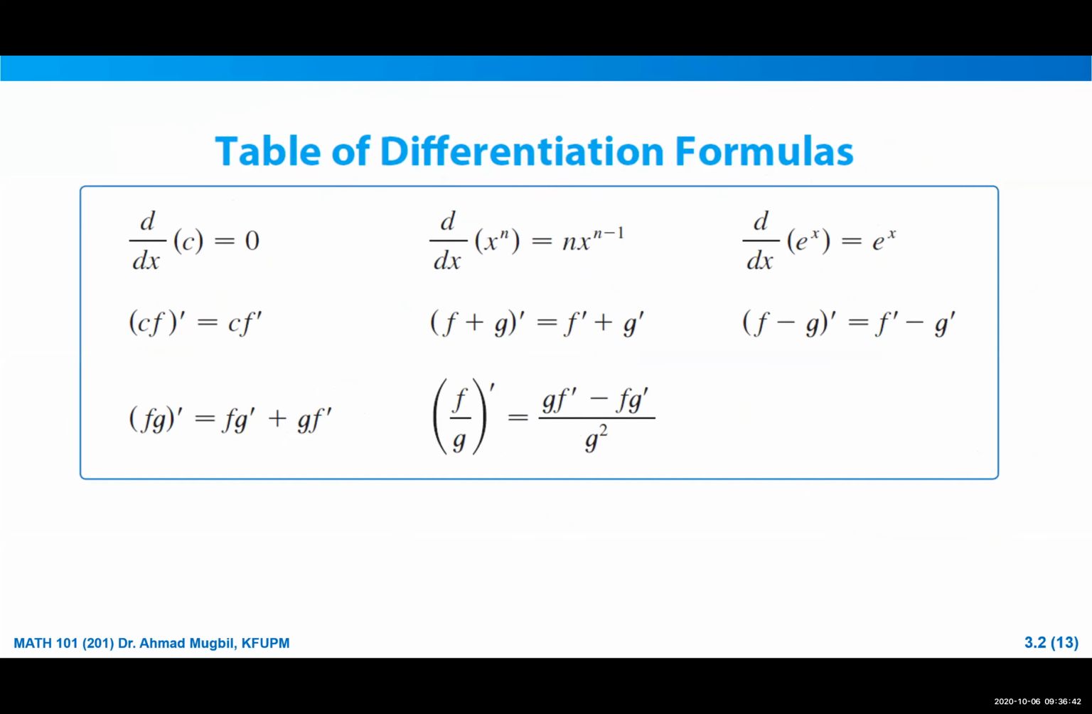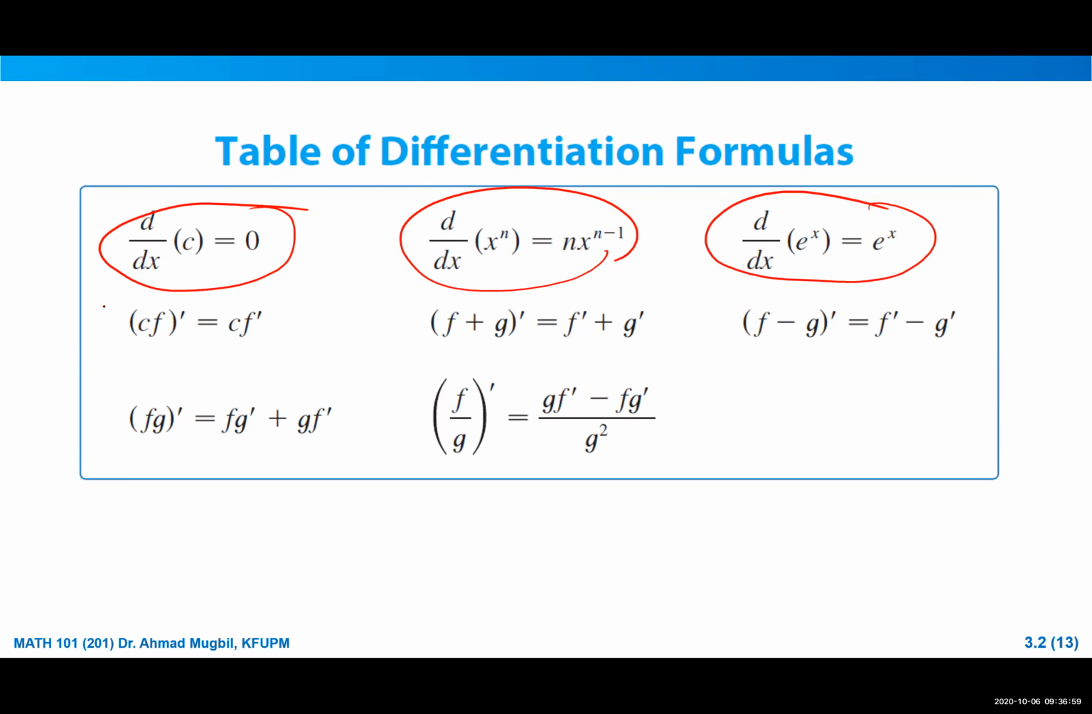The bottom line, ya Shabab, let's summarize what we had until now. This is the table of differentiation formulas. So let's remember what we had in 3.1 and 3.2. The derivative of the constant is 0. The derivative of the power function is like this. The derivative of the natural exponential function. The derivative of the product of a function with a constant. The sum rule, the difference rule, the product rule, and the quotient rule.